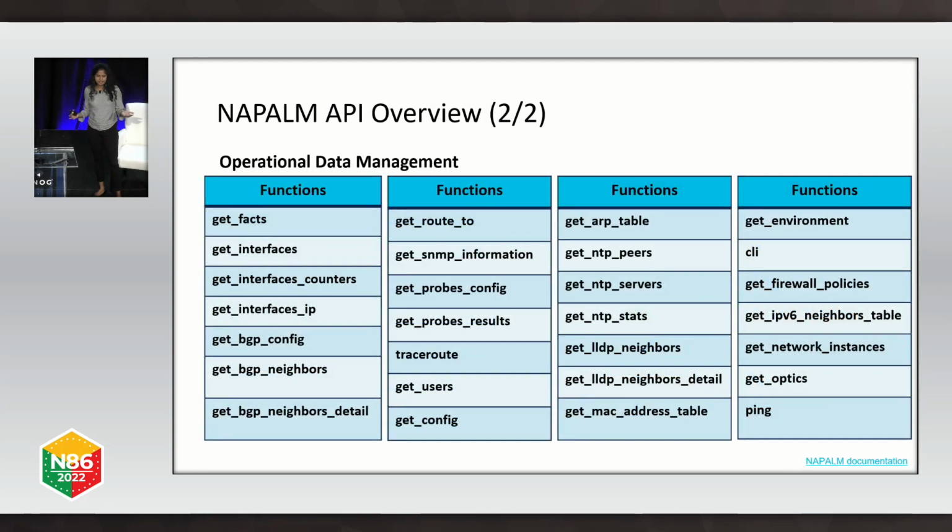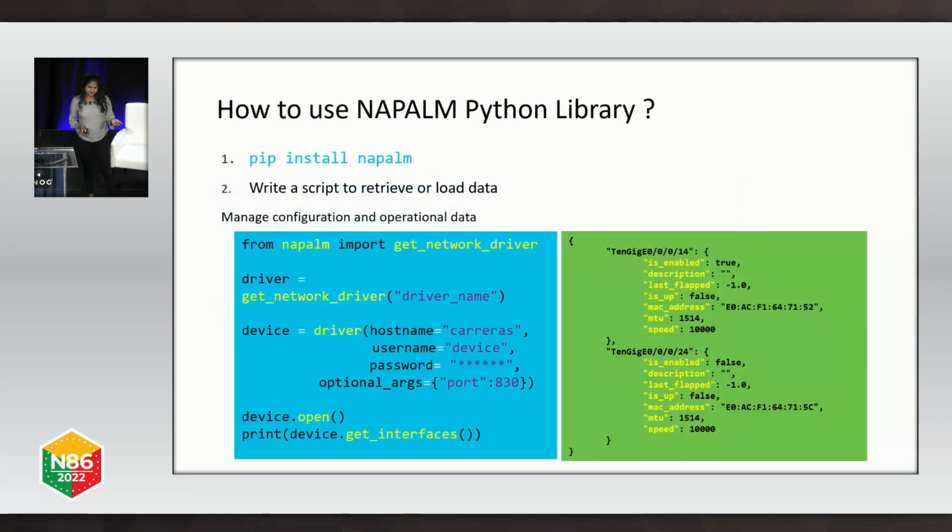And these are the different operational data management APIs available for you, like get facts. You can retrieve the information like facts, interfaces, BGP information, BGP neighbors, SNMP, LLDP, NTP, and firewalls, users, the whole configuration, the probes, etc. You also have CLI API, which allows you to get the output of show commands and ping to get the output of the reachability of a destination address. So it has so many features.